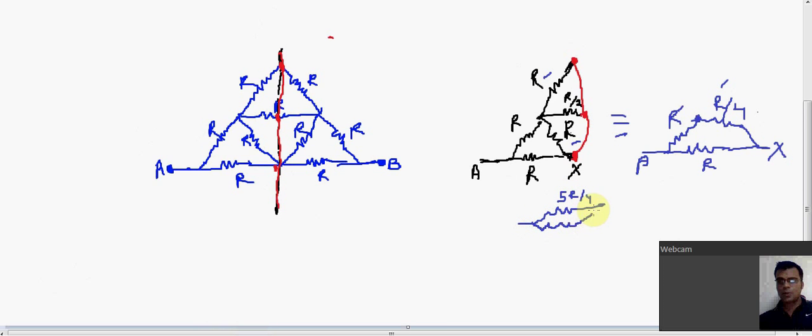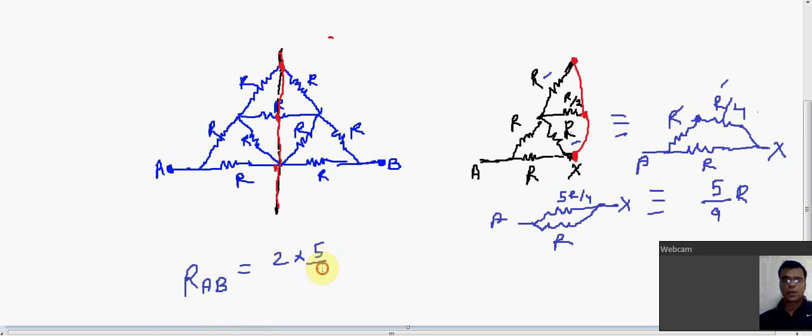in parallel to R. This is point A, this is point X. So the equivalent resistance is 5 by 5 plus 4, which is 9. So 5 by 9 R is the equivalent resistance between A and X, which means the overall resistance between point A and B is twice of 5 by 9 R, which is 10 by 9 R.